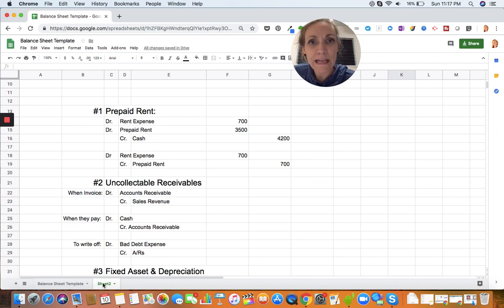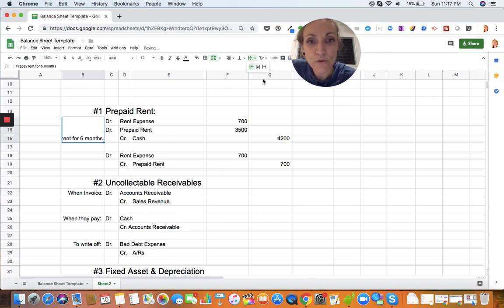Okay. So prepaid rent. Prepaid rent is when you're paying rent in advance. So the example in the book is on page 239, and it's paying rent 6 months in advance. So that journal entry is actually like prepaying rent for 6 months.